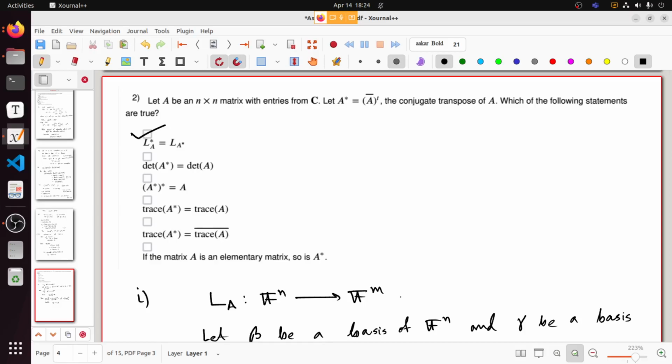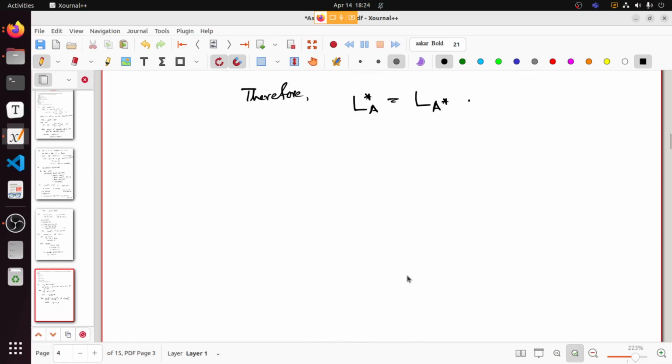Now move to the next option. What it is saying: determinant of A star is determinant of A. So determinant of A star equals determinant of A itself. But this is not true, we will show. Also this will be the conjugate of the determinant of A, because A star is the conjugate transpose, right? And the matrix entries are from C.